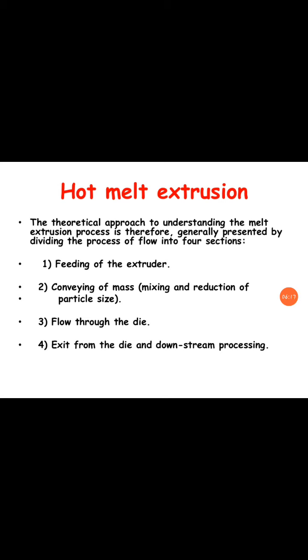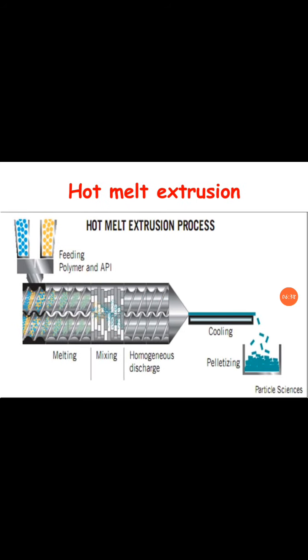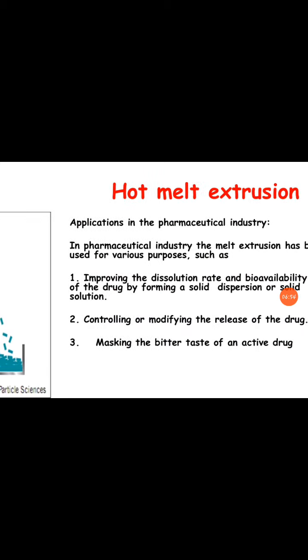So the working is: it is first loaded, that is, feeding of the extruder, then it is conveyed to the die, during which the drug and the polymer get mixed and reduced in size, and it is then compressed to get the pellets. So this is a pictorial representation. Initially fed, it is melted, mixed, then molded, and finally cooled to get the pellets.